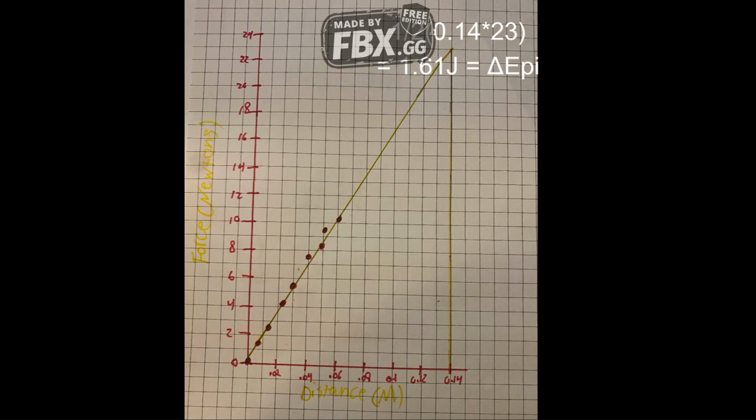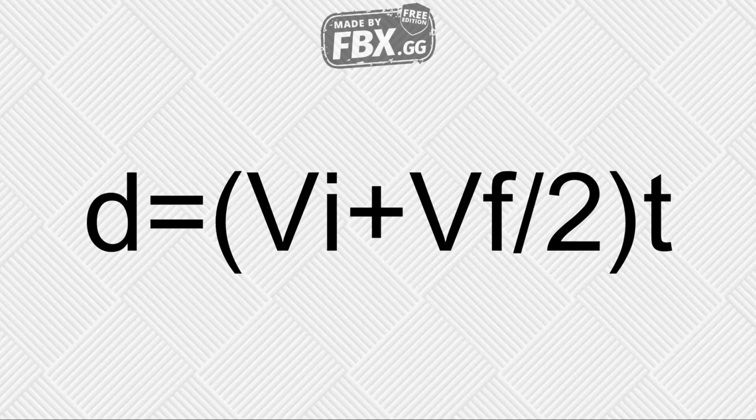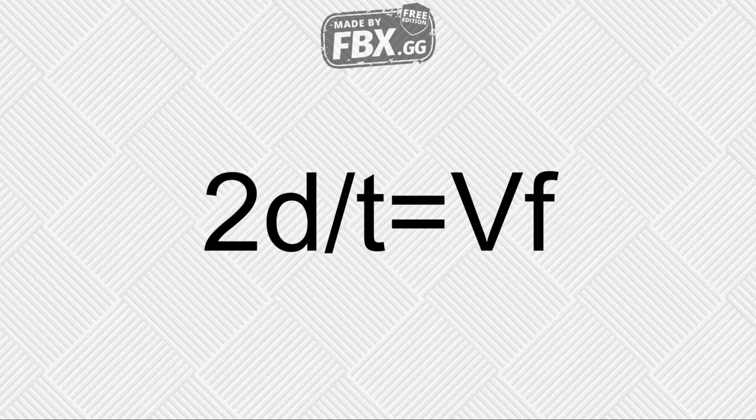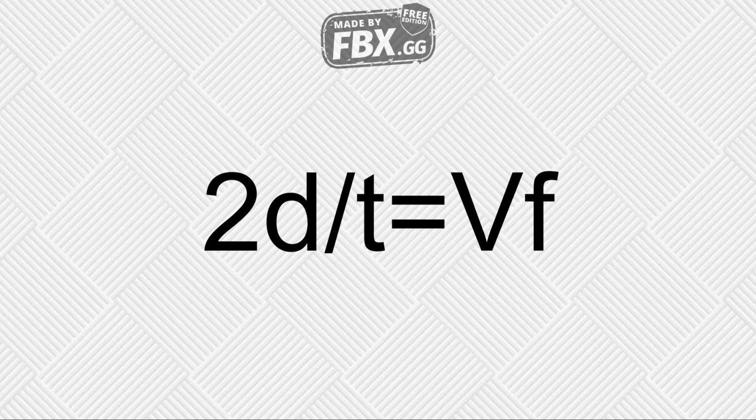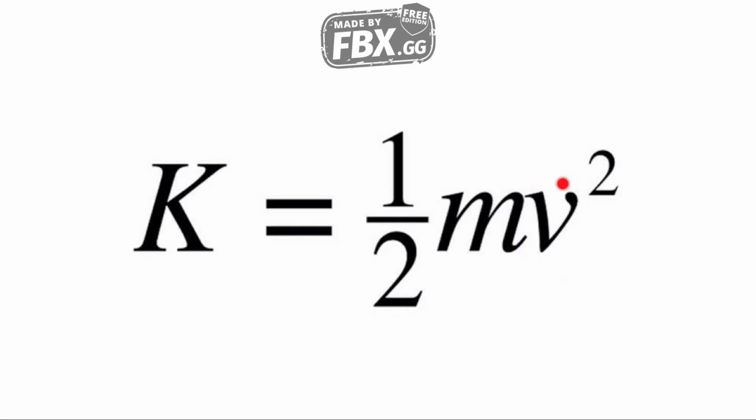Now that we have the potential energy, it's time for the kinetic energy. The mass of the mousetrap car was weighed to be 0.064 kilograms. To find velocity, we would need to use the following kinematic formula. For the distance, I don't use the total distance, as Vf would be 0 there. Instead, I use the distance that the mousetrap car arm dropped and reached its maximum velocity. Rearrange the formula for Vf and solve it to get a velocity of 0.87 meters per second for the rough and 1.64 meters per second for the smooth.